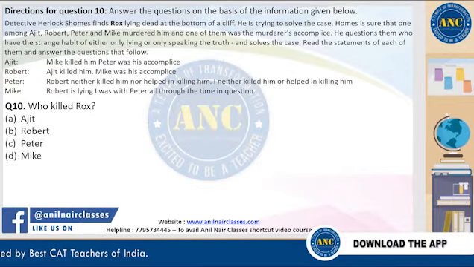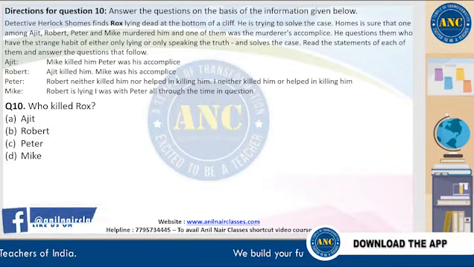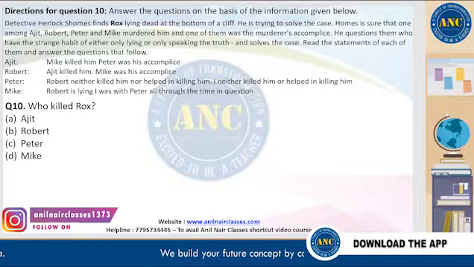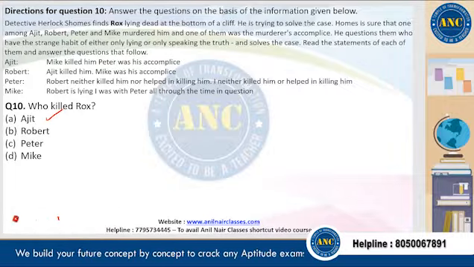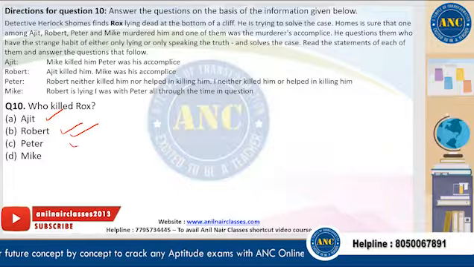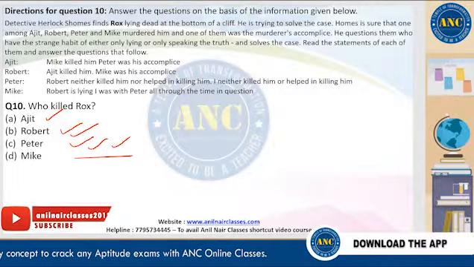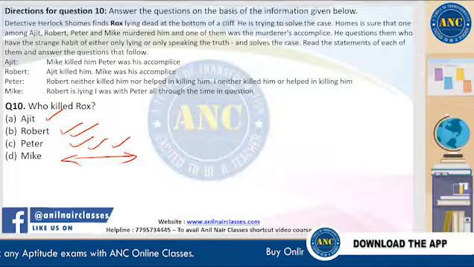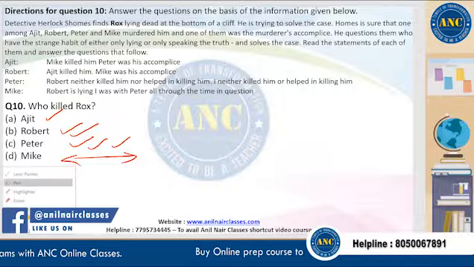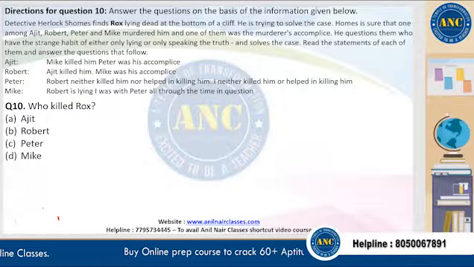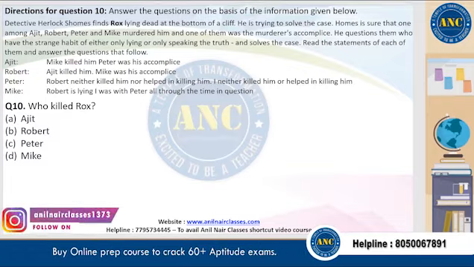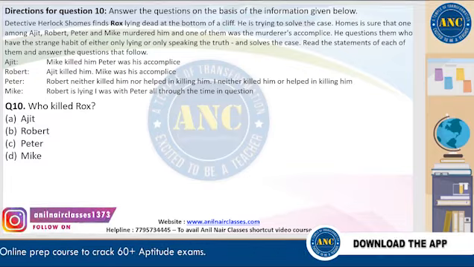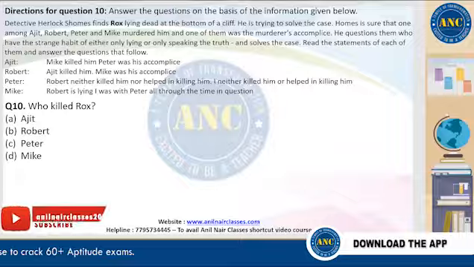Okay, so I guess by now you would have read the question. Very simple. Anyone with the answer? Who killed Rocks? How many say Ajit killed him? Some of you say Robert. Does anyone say Peter? And what about Mike? Let's see what the answer is. This is, like I said, way too simple a question to start, but this is where we want to make a beginning, and this looks like a good beginning.